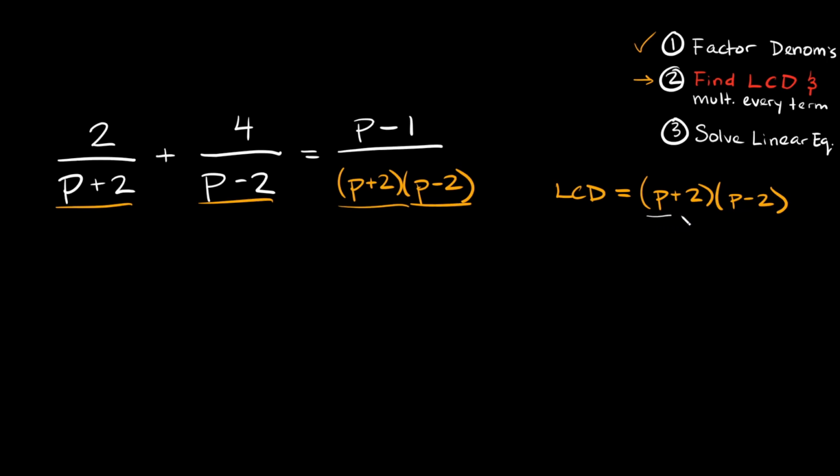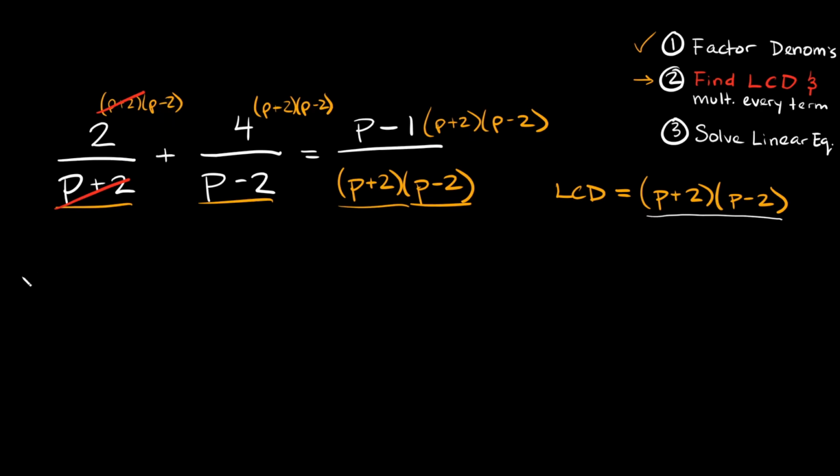So since we found the LCD, again, all we have to do is multiply all the numerators by the LCD, right? Okay, so now that we multiplied all the numerators by our LCD, again, math and magic, right? We get to cancel stuff out, all right? So up here, we have a p plus 2, and down here, we have a p plus 2, so those cancel out, okay? So then we're just left with 2 times p minus 2 on top, right?